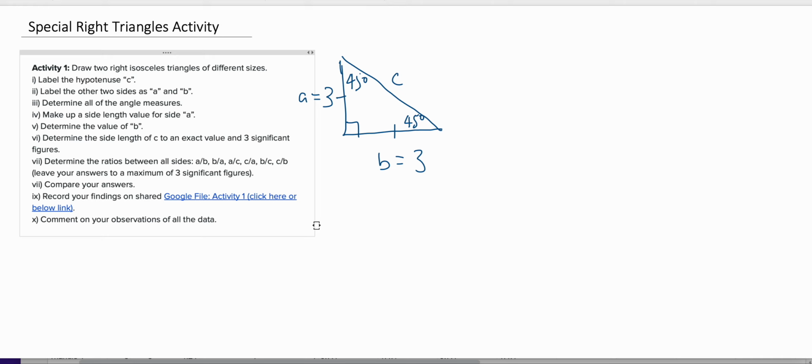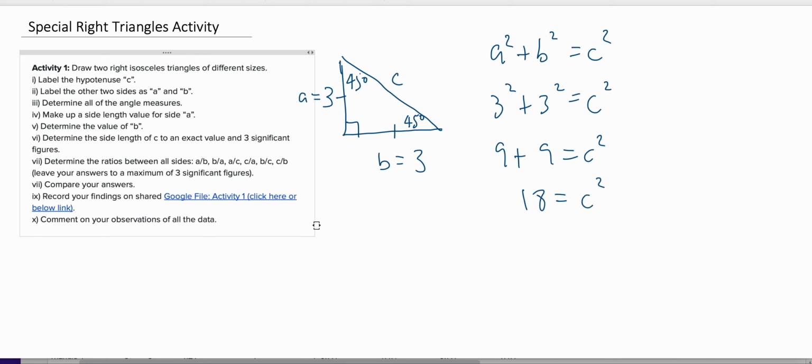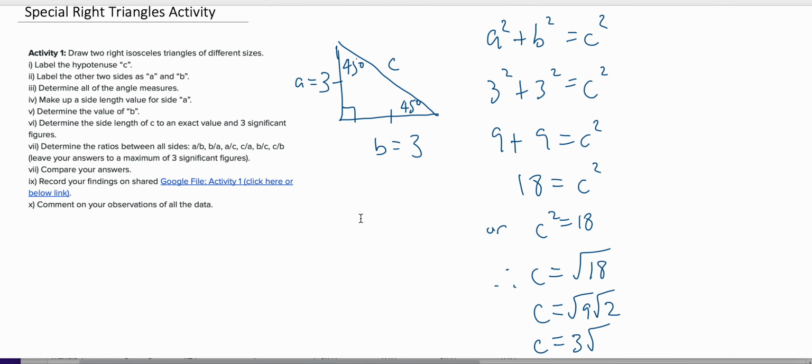So that would be, we can use Pythagorean theorem. So A squared plus B squared equals C squared. So that is 3 squared plus 3 squared equals C squared. And that's 18 equals C squared, or C squared equals 18. And therefore C would be the square root of 18. Now it says exact value, so that is an exact value. We can also simplify that radical because it's the square root of 9 times the square root of 2, which is just 3 times the square root of 2. Okay, and for 3 significant figures, we'll actually just go straight to the spreadsheet to do that.